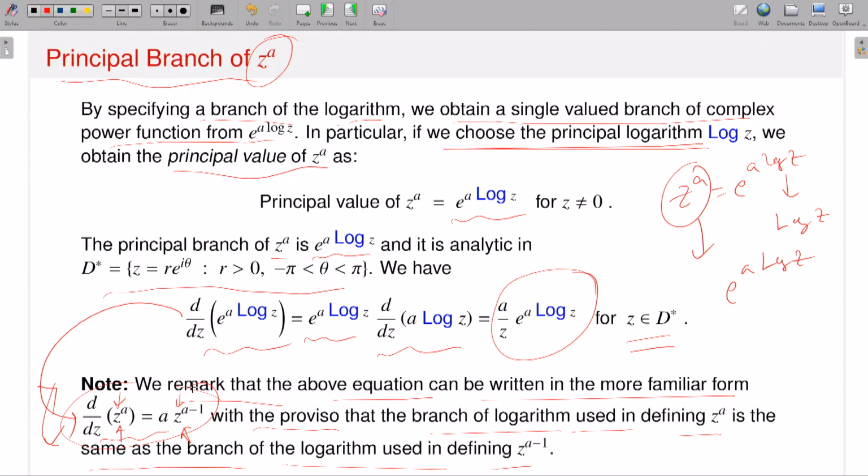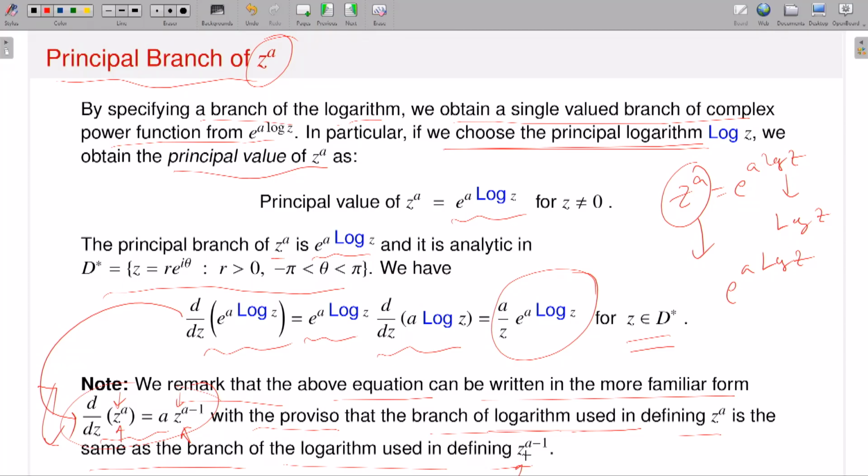That means I cannot take one branch of small log to define my z to the a and another branch of small log to define z to the power a minus 1. In that case, this equality might not be true. So to say that this equality is true, the branch of logarithm I am using for defining z to the a, the same branch I should take for defining z to the a minus 1. Then this is exactly true.